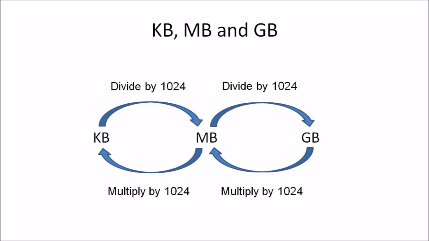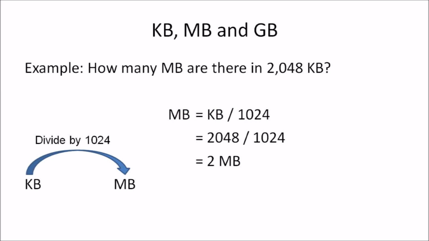Now we'll do some examples just to understand better. For example, how many megabytes are there in 2048 kilobytes? We are converting kilobytes to megabytes. We need to divide by 1024. So the formula is megabytes is equal to kilobytes divided by 1024. Once we substitute the amount, 2048 kilobytes divided by 1024, the answer we get is 2 megabytes.